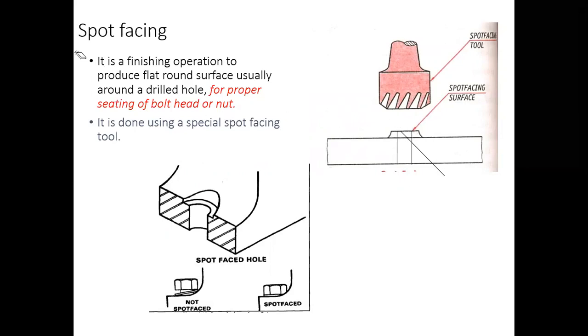To avoid that, you need to have spot facing. Sometimes the surface may be special, but because the bolt or nut has to sit in it, you need to create a parallel or horizontal surface. This process is also called spot facing, because at this particular surface of the hole we make a flat surface so that your bolt or nut sits properly. Smoothening this flat surface is also called spot facing.